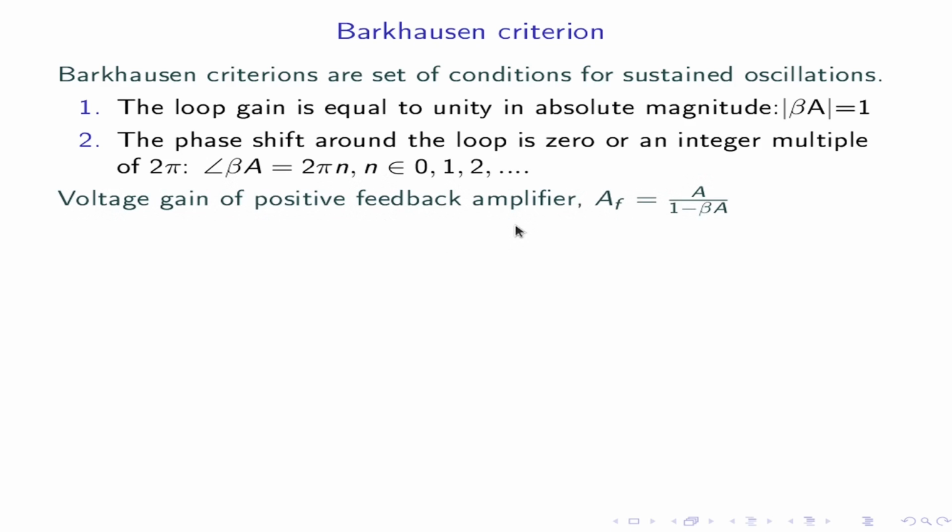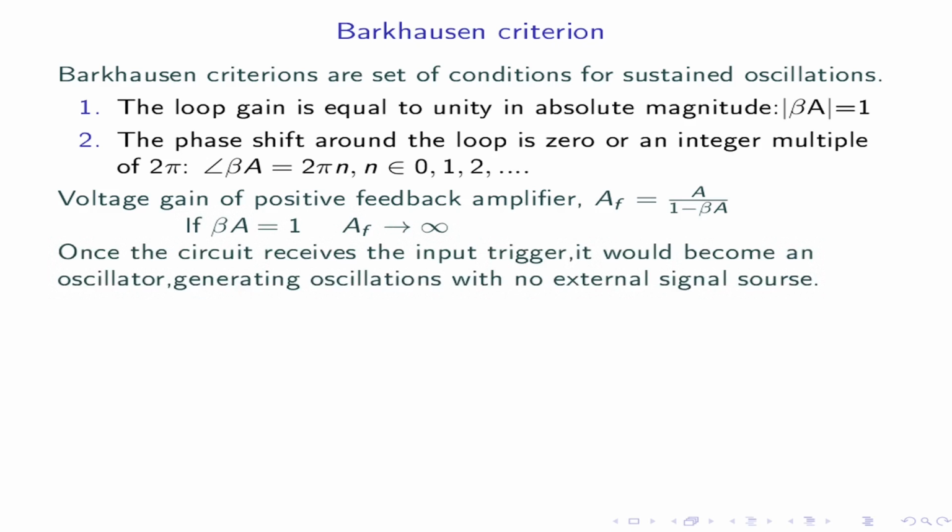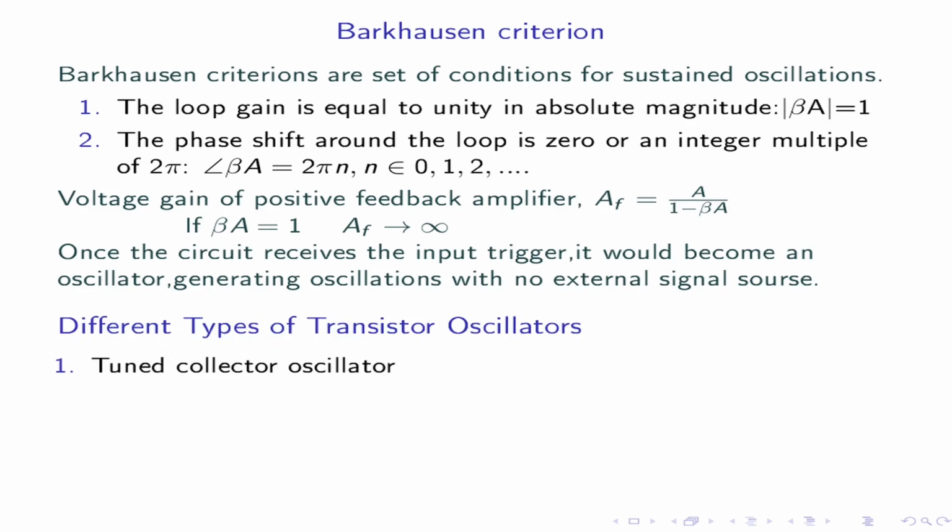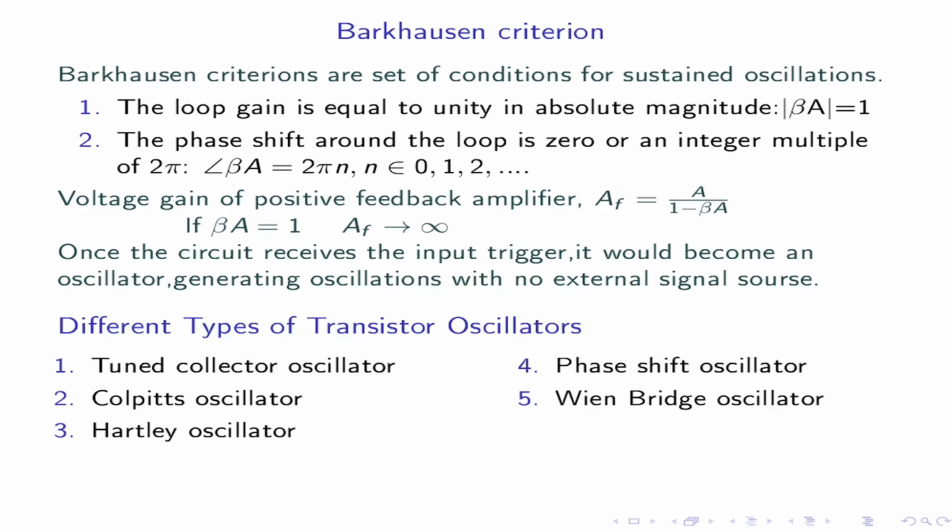Voltage gain of a positive feedback amplifier is A by 1 minus beta A. If beta A is equal to 1, A_f tends to infinity. It means once the circuit receives the input trigger, it would become an oscillator generating oscillation with no external signal source. There are different types of transistor oscillators.